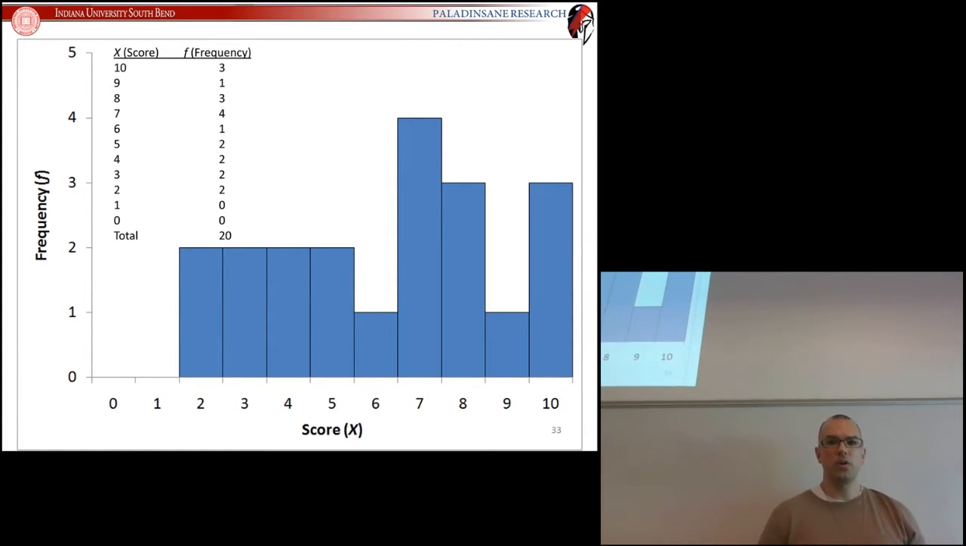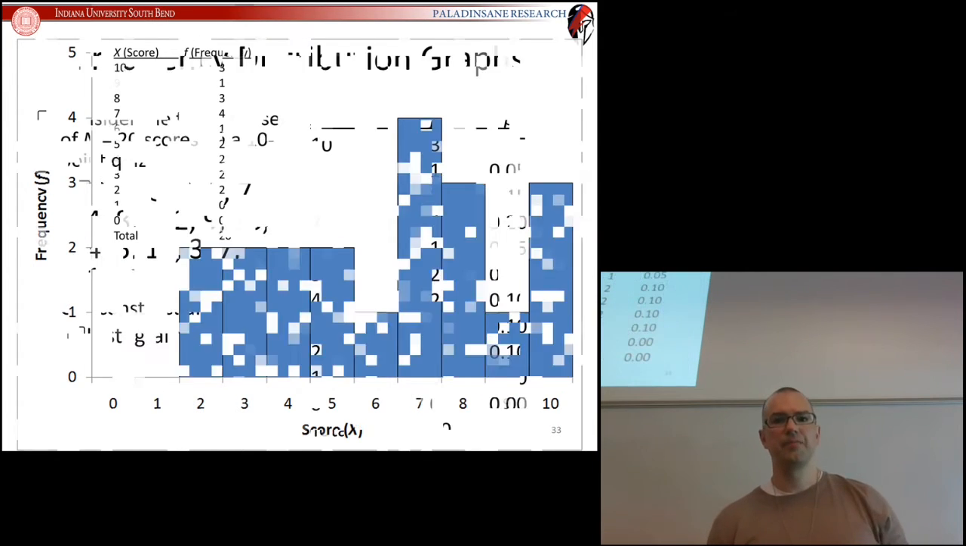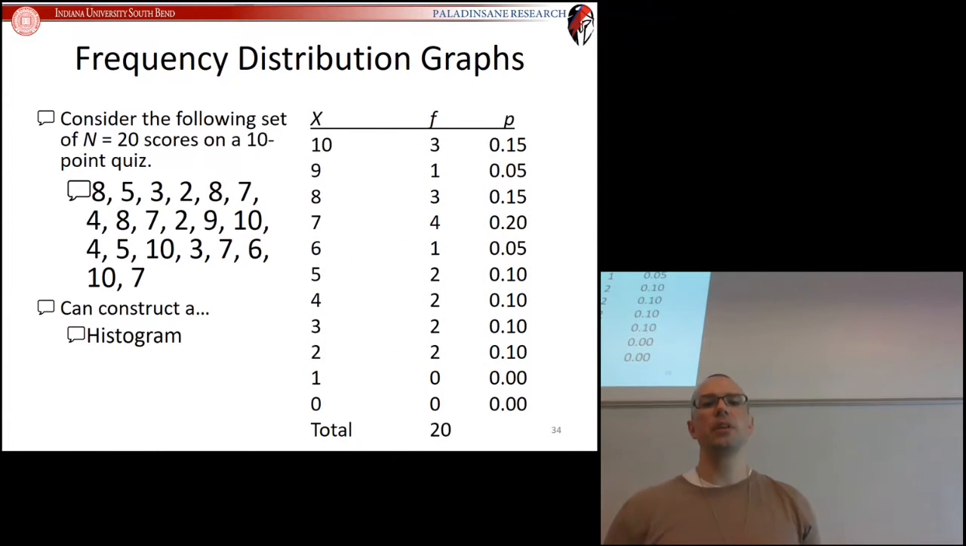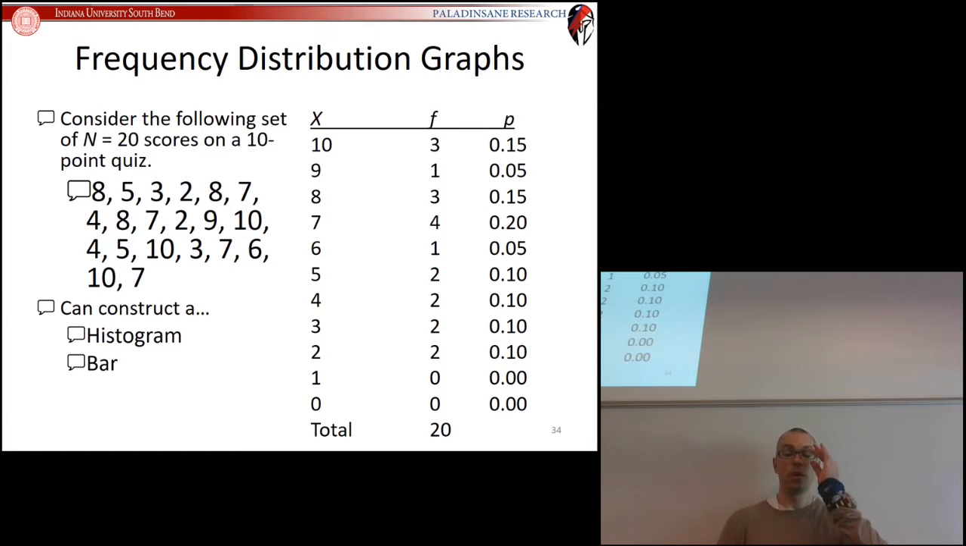All right, so you can construct a histogram. Any questions on reading that graph? All right, you can construct a histogram. Your textbook also mentions a bar graph for these frequency distribution graphs. We're not going to nitpick on the difference between those two, but I will just mention it here just so that you're not confused.